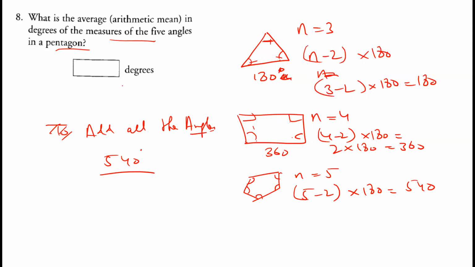Now we have 5 sides, so 540 divided by 5 would be how much? So 100 plus 8, so 108 would give you the average. So what is the average in degrees of the measure of 5 angles? So it would be 108 degrees.